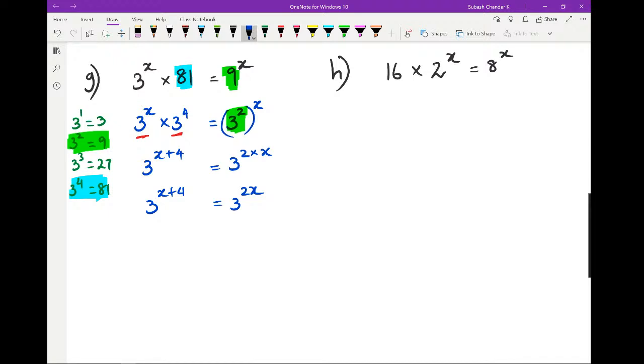At this point, we can see that the two bases are the same. On the left-hand side, you've got 3. On the right-hand side, you've got a 3, which means we can now say that whatever the power is, the two powers have to be equal to each other. Now, I reckon this is a merit question.